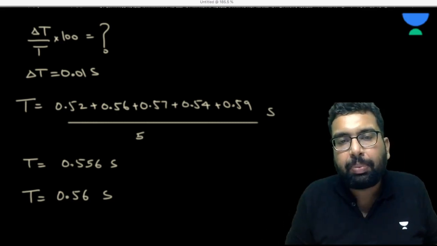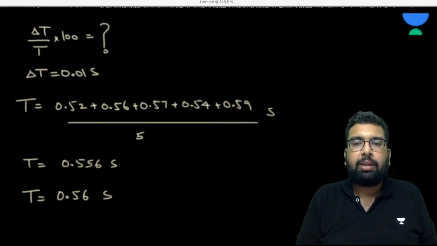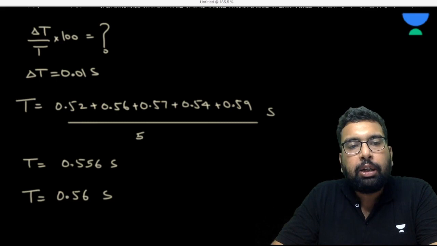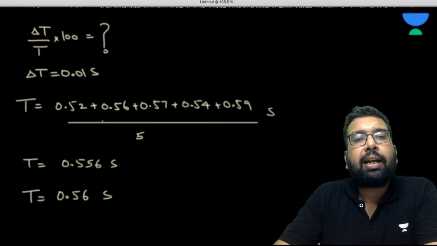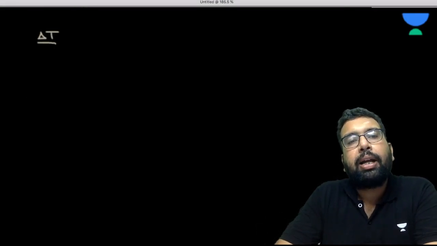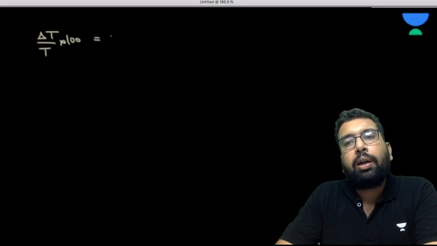So how many decimal places are there? 2 decimal places. So you have to reduce your answer to 2 decimal places. So this is going to be 0.56 seconds. Now what is going to be delta t by t into 100? So delta t is 0.01 second, and this t is 0.56, and this is into 100.